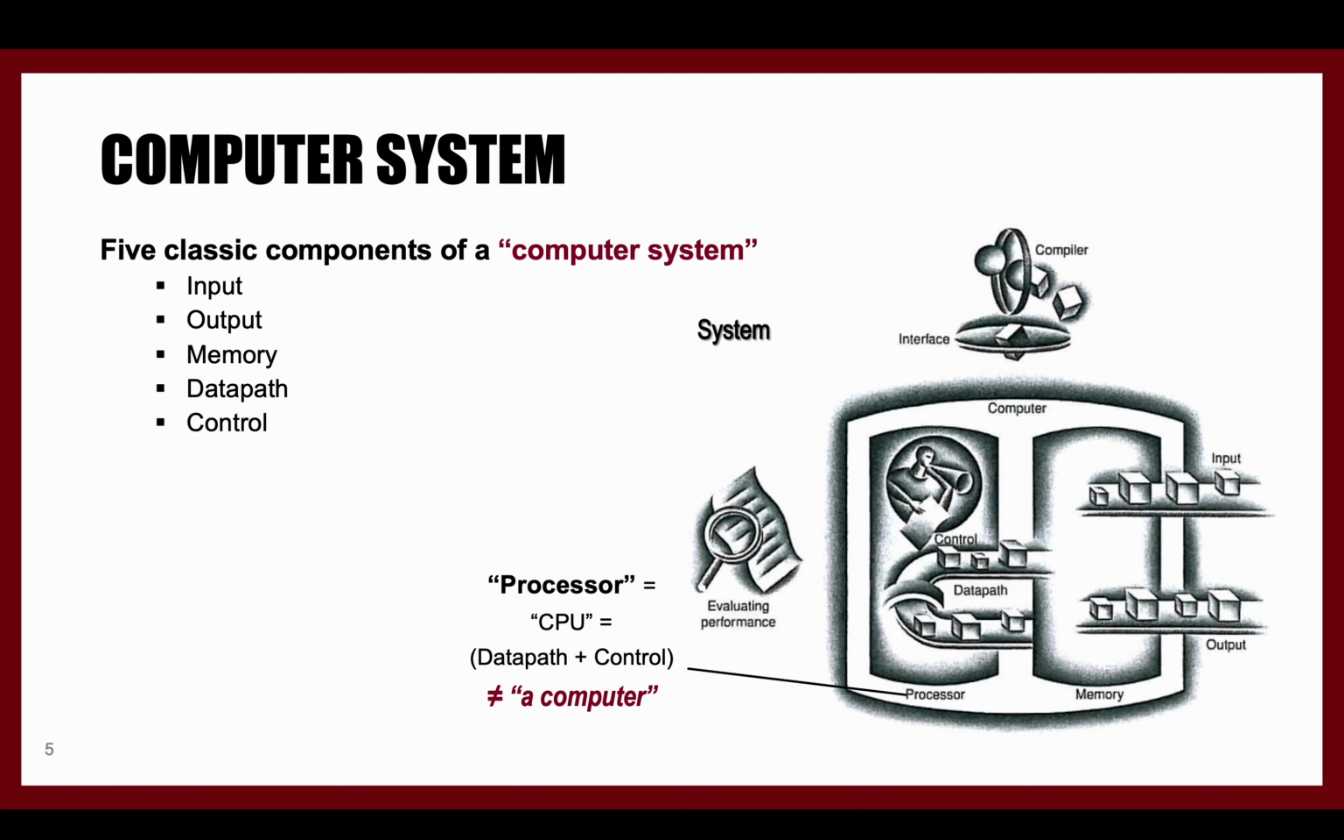The slide also emphasizes that a processor or CPU is essentially made up of data path and control. However, the processor by itself does not make a complete computer. A computer requires all the other components like memory, input, and output devices to function as a cohesive unit. So, in essence, this slide provides an overview of the foundational elements of a computer system and how they interact with one another.